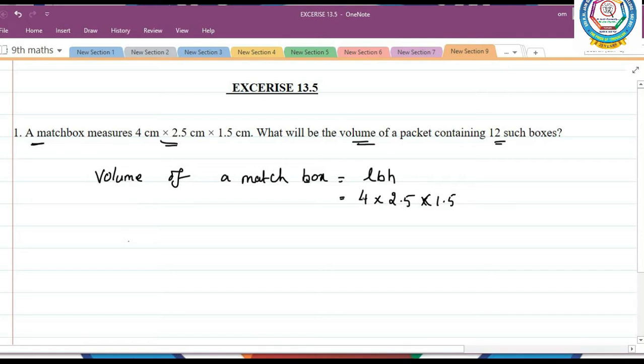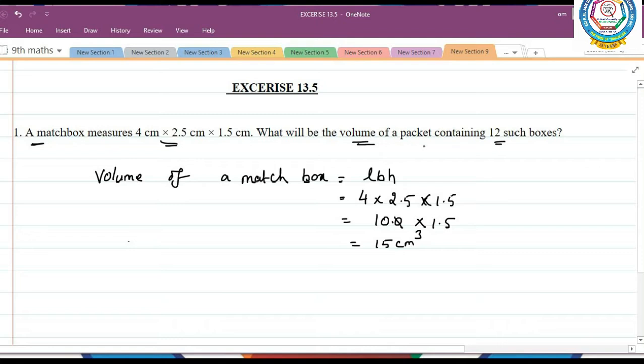4, let us take 25. 4 into 25 we know is 100. But after one decimal we have to put the point, so we'll remove it. Again we have to multiply by 1.5. So 10 into 1.5 we will get 15. So volume means cubic units, so centimeter cube. Now I got the volume of a matchbox.